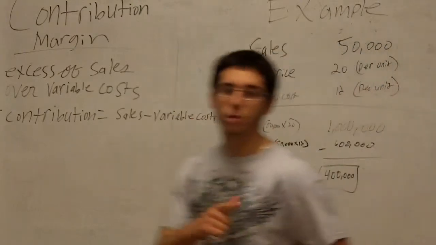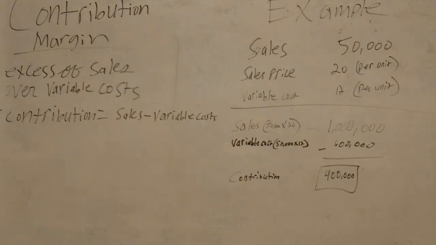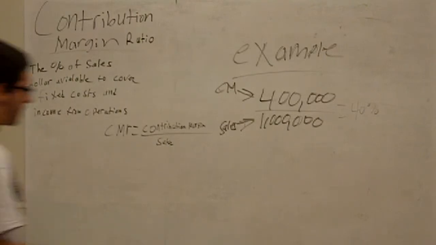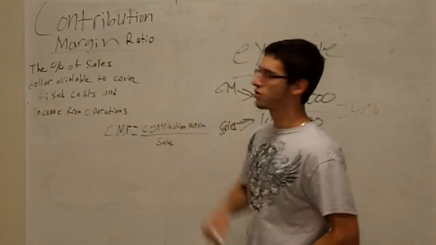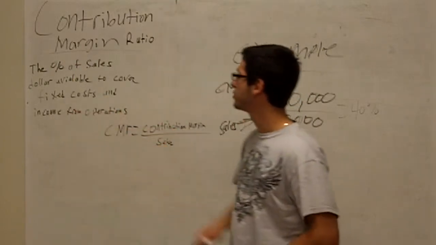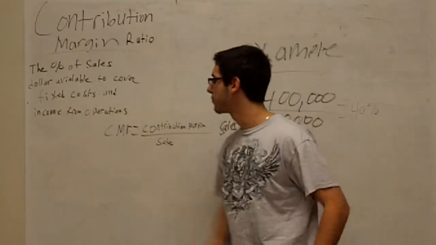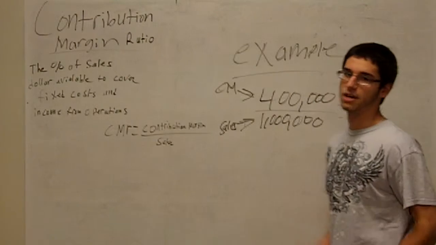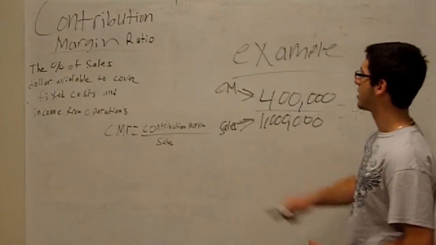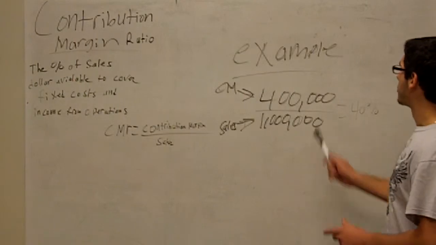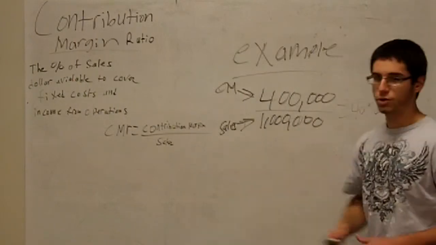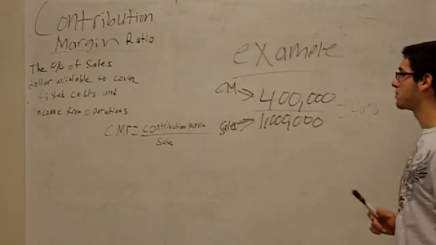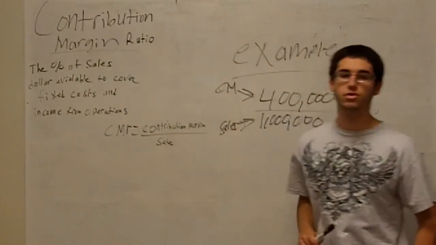Next, we're going to do the contribution margin ratio, which is the percent of sales dollar available to cover the fixed costs and also to find out the income from operations. The equation is the contribution margin divided by the sales. In the example before, we found the contribution margin was 400,000, and the sales were 1 million. So you do 400,000 divided by 1 million, and you get 40%. That's how you find the contribution margin ratio.